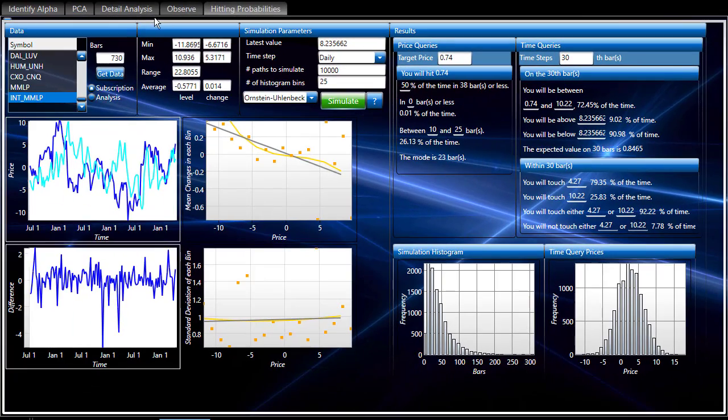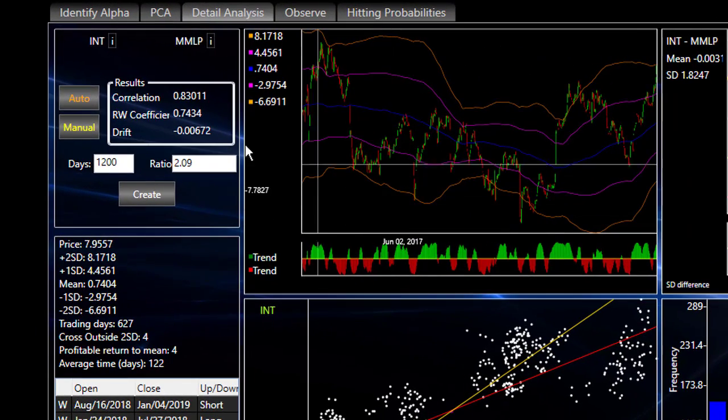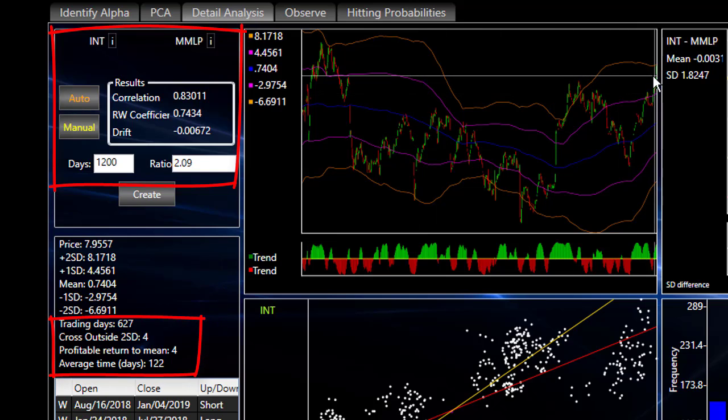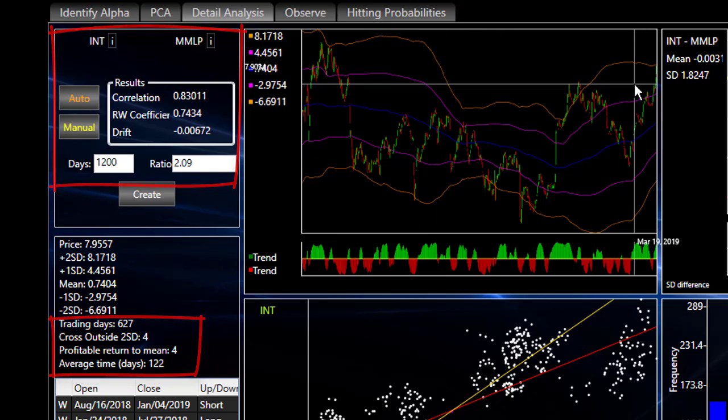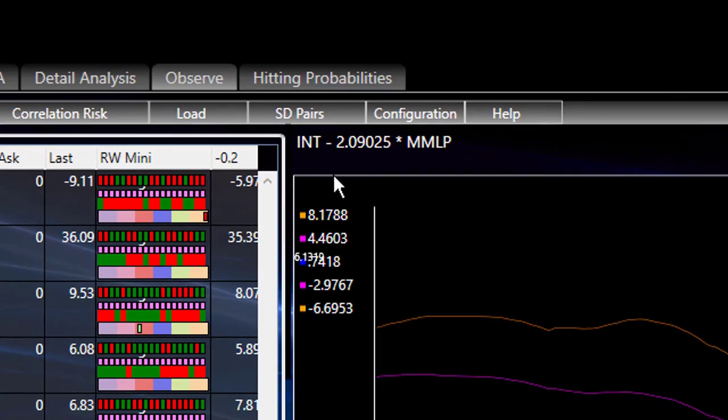Let's go back and take a look at the detailed page one more time. So we're talking about INT versus MMLP with a ratio of 2.09. The correlation is very solid at 0.83 with the RW coefficient at 0.74, very strong. It's got a perfect track record, and it has just today jumped outside of the second standard deviation. So the recommendation of the day, INT minus 2.09 of MMLP.